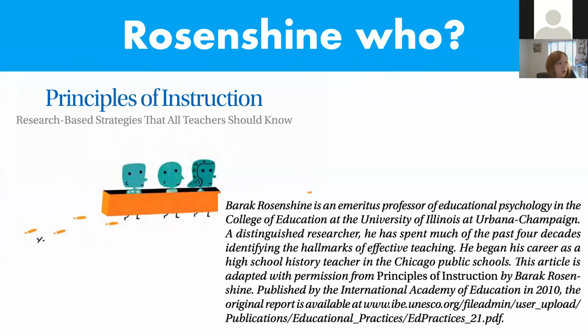So, who is Barack Rosenshine? He started off as a high school history teacher and then moved on to complete a PhD in education at Stanford University. And it was later in his career, whilst working at the University of Illinois, that he worked on the principles that we're going to discuss today. He taught educational psychology and published papers on topics such as teacher performance, direct instruction, strategies based on cognitive science.